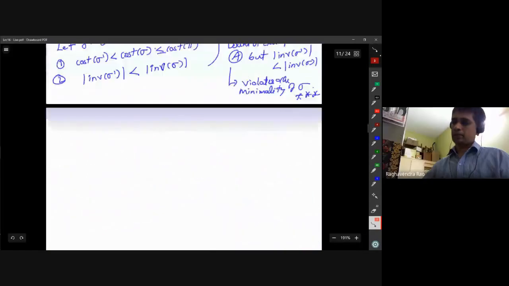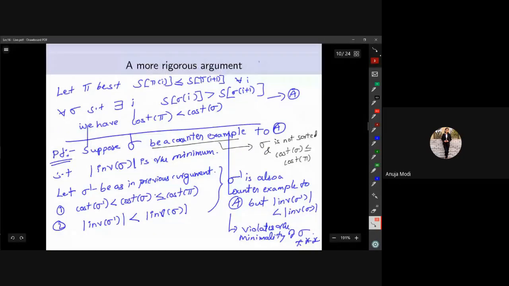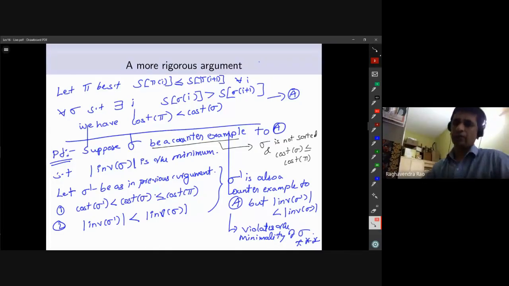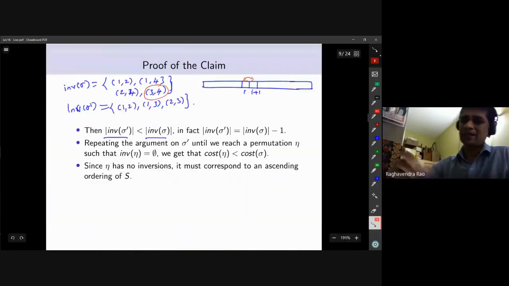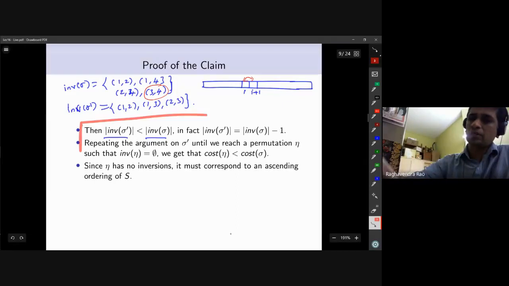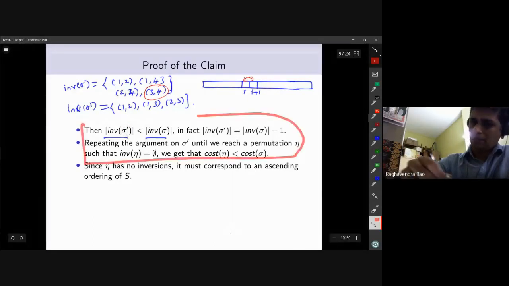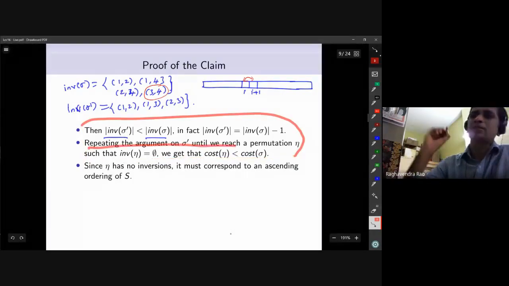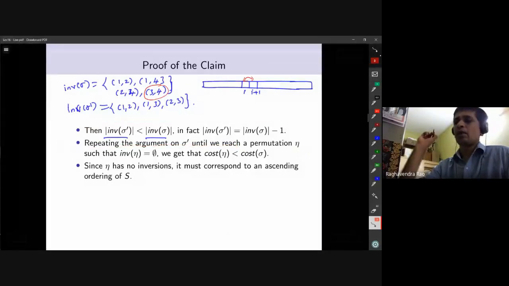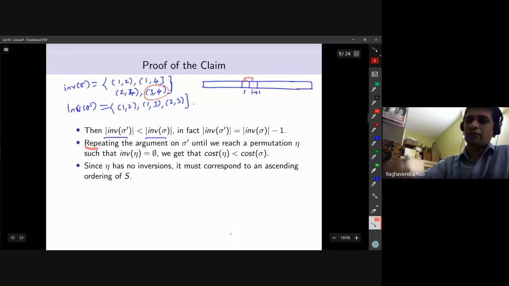Sir, the thing we did in this slide, the more rigorous argument slide, it was the proof of the previous slide's second statement. Yeah, essentially that. You're right. I'm just making this portion rigorous, that's all. See, this construction of sigma prime we used, but when we say repeating this, that is not a mathematically precise statement, right? This particular one is the second statement. But you will see that most algorithms textbooks use this kind of statement.